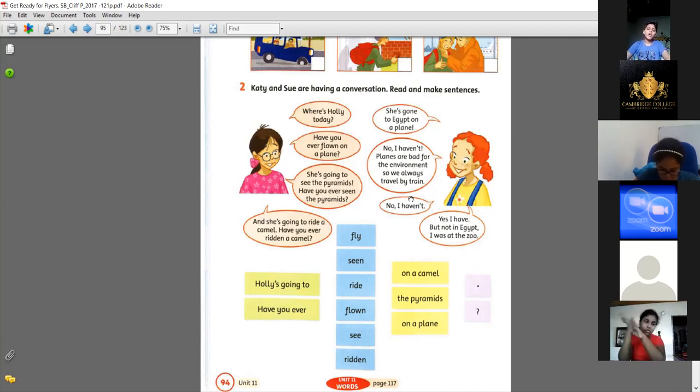All right. Okay, these are the sentences. You can check. Holly is going to fly on a plane. Holly is going to ride on a camel. Holly is going to see the pyramids. Those are the three sentences from Holly is going to. Then questions are like this. Have you ever seen the pyramids? Have you ever flown on a plane? Have you ever ridden on a camel? So three questions and also three affirmative sentences are there. I have already told you. Then put a tick if it is correct. If you want to write it there, you can write it down as well.